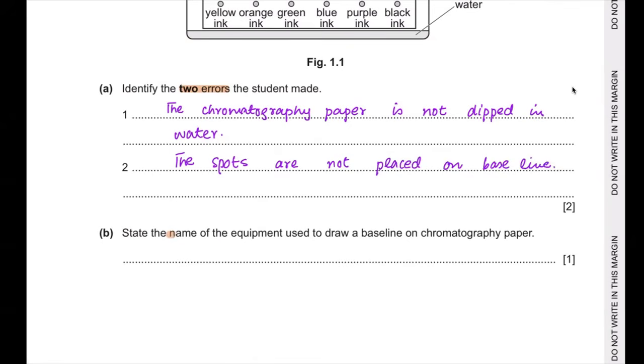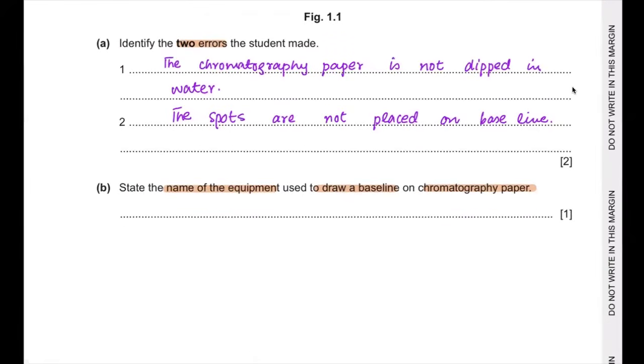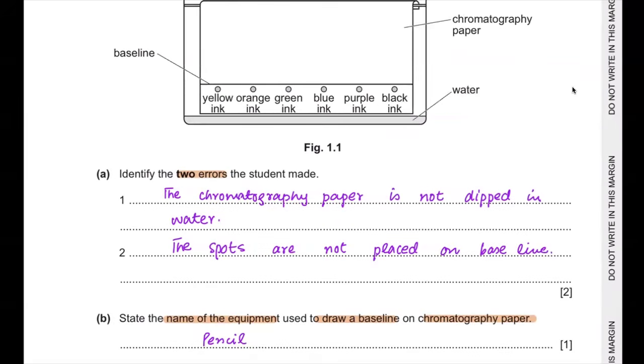Now, next part, state the name of the equipment used to draw baseline on chromatography paper. So I hope that you all know that when we draw the baseline it is always drawn with the help of pencil, because pencil doesn't dissolve in any solvent, and when the solvent soaks up the chromatography paper and travels upward, so all the spots do travel upward along with the solvent, but the baseline doesn't, because the baseline is insoluble in the solvent. Is it clear to all of you?